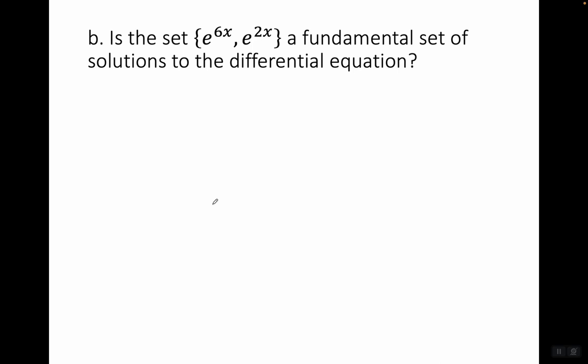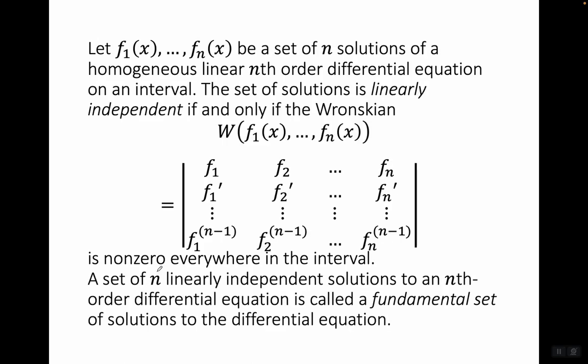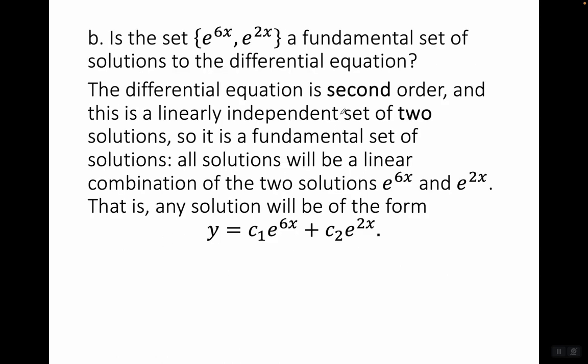Is the set e to the 6x, e to the 2x a fundamental set of solutions to the differential equation? Let's review what we mean by a fundamental set. A set of n linearly independent solutions to an nth order differential equation is called a fundamental set of solutions to the differential equation. So here, this differential equation is second order, and this is a linearly independent set of two solutions. So in this case, n equals 2. So it is indeed a fundamental set of solutions. That means all solutions will be a linear combination of the two solutions, e to the 6x and e to the 2x. That is, any solution will be of the form y equals c1 e to the 6x plus c2 e to the 2x.